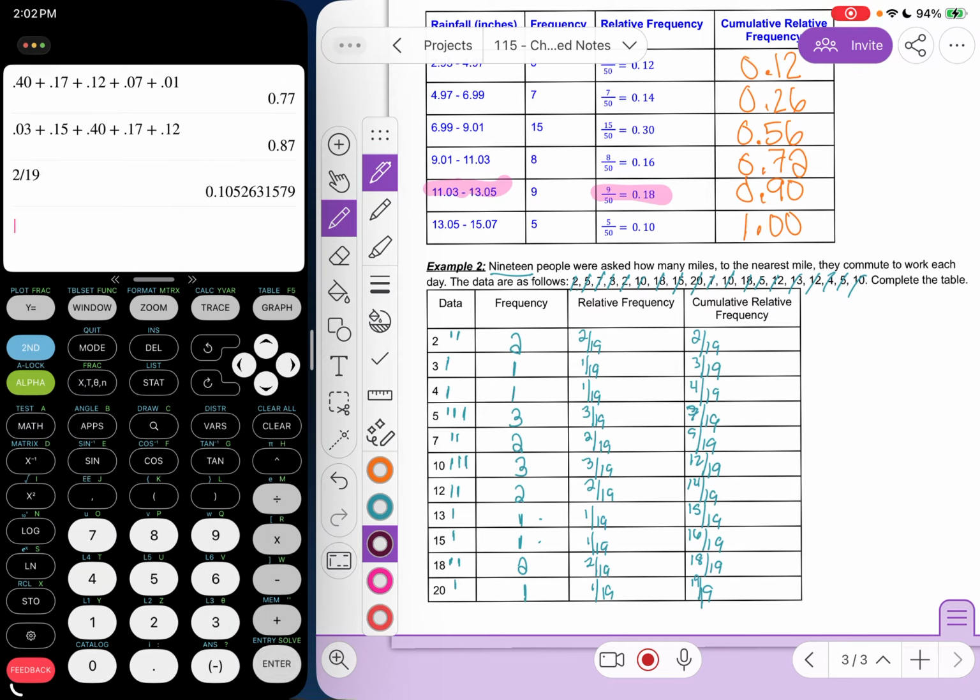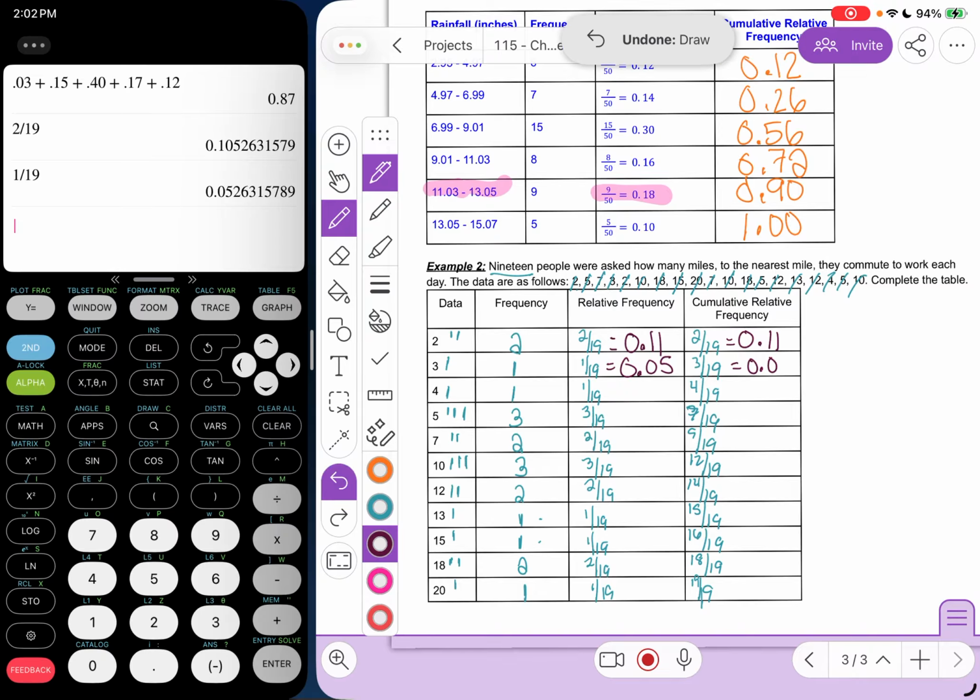If you turned them into decimals, we can round. So decide if we're going to do 2 decimal places. So 0.11. And then 1 out of 19 would be 0.05. So if I added that, 11 plus 5 is 16. And then this would be another 0.05. So 16 plus 5 would be 21.